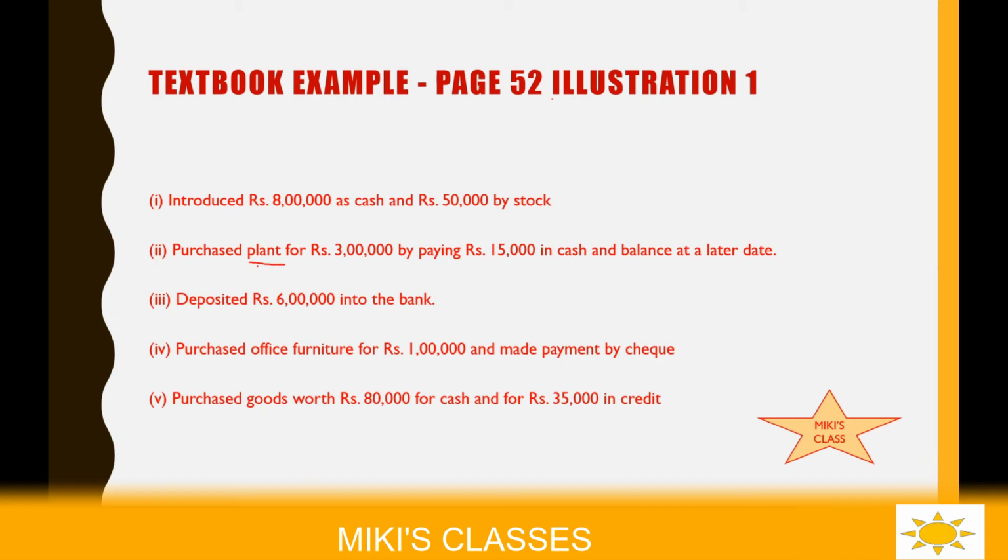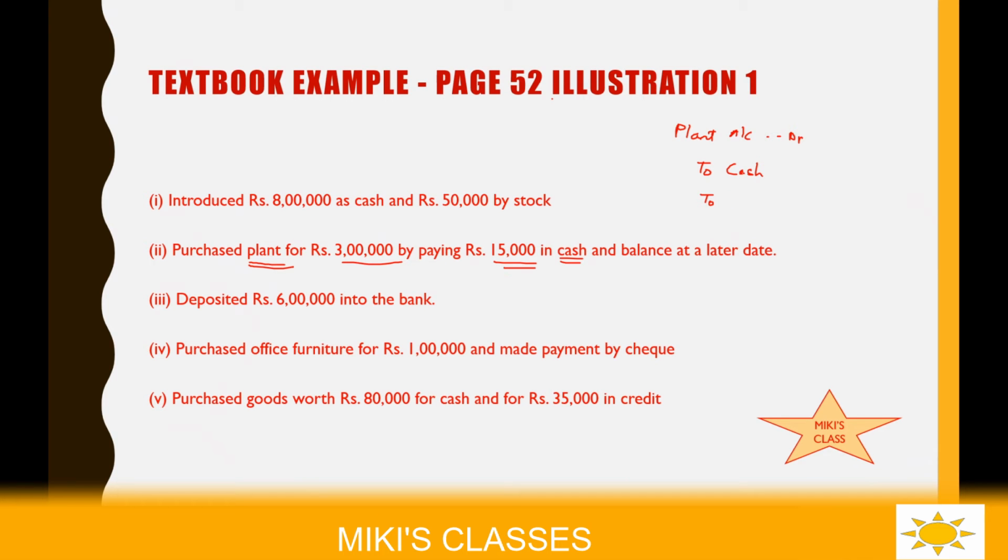Purchase plant, which is used in a factory maybe, for 3 lakh by paying 15,000 in cash, which means the rest shall be paid later. So what will be the journal entry for this? You think about it. What has happened is purchase plant, right? So plant account will be debited, correct? This has to be debited. And what has happened is to cash, because cash has gone out from the business, right? Cash is an asset, it has gone out from the business, so it will be to cash.